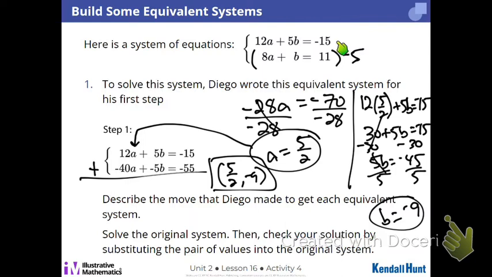Question. Will this ordered pair work in this equation? Maybe. Yes. Will it work in this equation? Yes. Will it work in this equation? Yes.